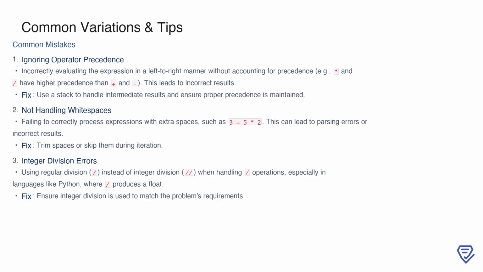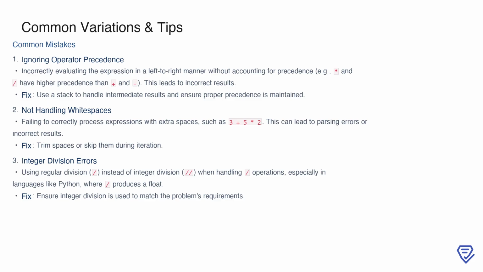To avoid this, you can use a stack to handle intermediate results and ensure that operators are applied in the correct order. Another issue is not handling whitespaces properly. Expressions may include extra spaces, such as 3 plus 5 by 2, and failing to account for them could result in parsing errors. The solution here is to either trim spaces from the input or skip them as you iterate through the expression. Finally, integer division errors can occur if you use regular division instead of integer division.